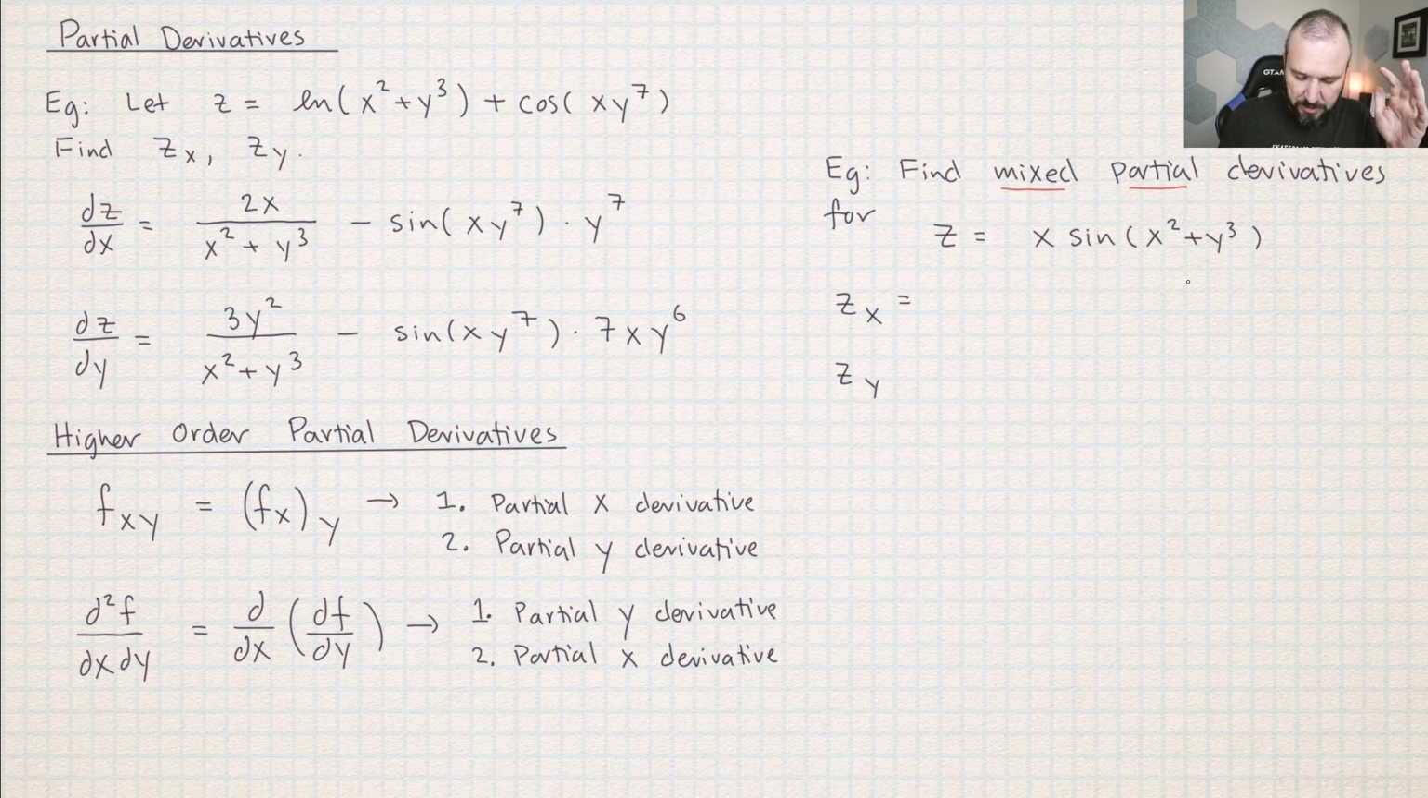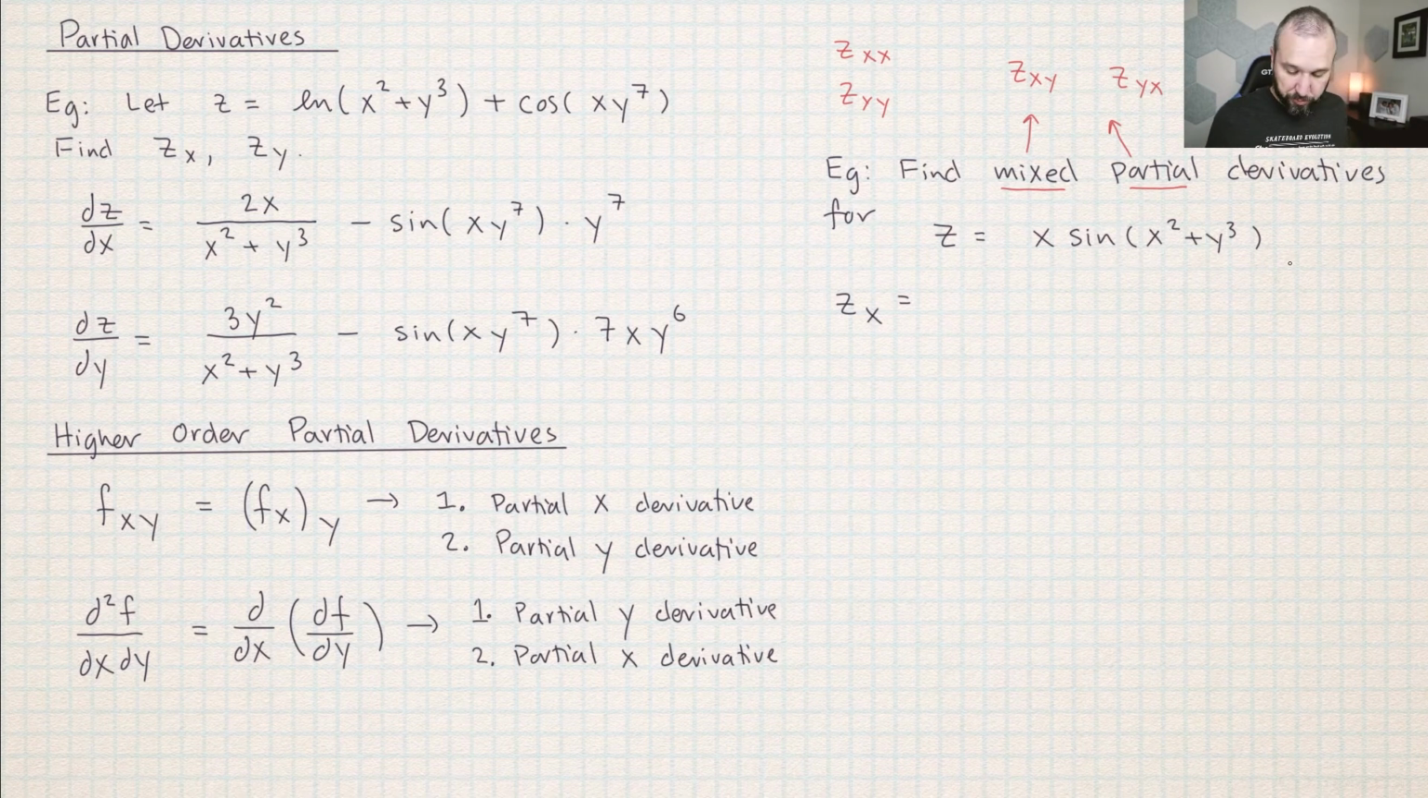So technically, when you have second order partial derivatives, there's 4. z sub xx means first the x derivative, then another x derivative. z sub yy means first a y derivative, then another y derivative. We only want these mixed partials. This is z sub xy and z sub yx. Okay, so I'm going to start off with z sub xy. This means first the x partial derivative, then the y partial derivative.